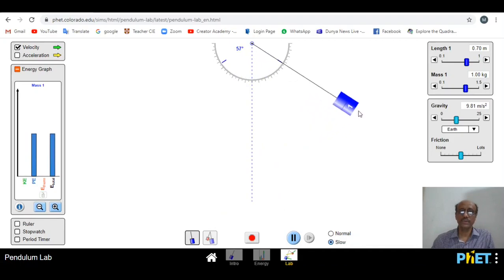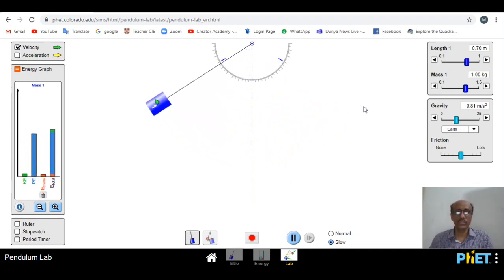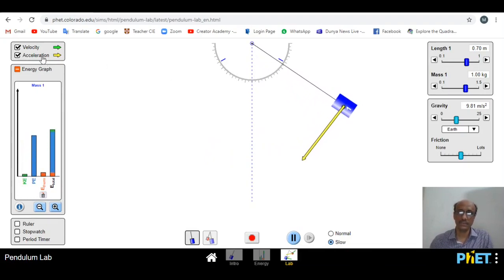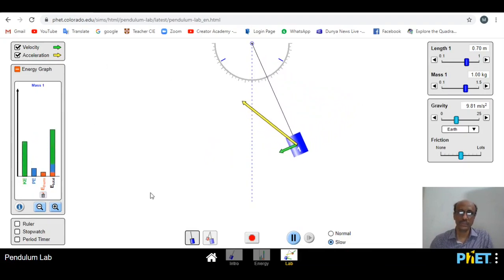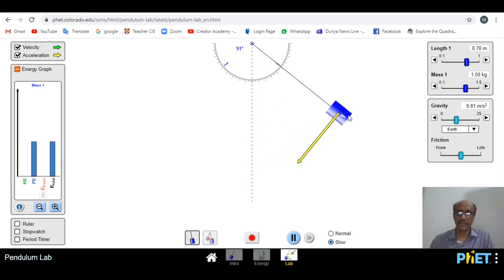Oscillate it. Velocity is always perpendicular to the acceleration because it is coming in the outward direction. It is a 2D movement, so the velocity will act perpendicular to the direction of the acceleration. Okay, once again, and we will observe it in slow motion.